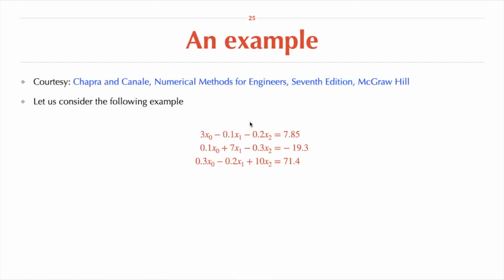You can apply the Gauss Jordan elimination on this system. Finally this becomes an identity matrix multiplied by x0, x1, x2, equals some coefficients. So then you can solve them directly.